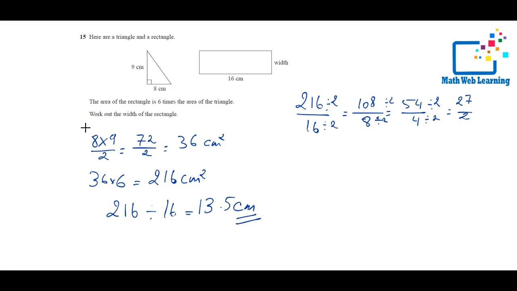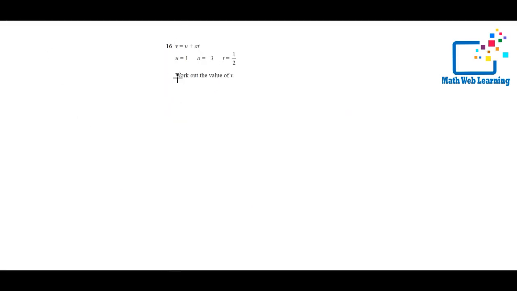Next question is question 16. In this question, we've been asked to substitute this value into this formula. So let's go ahead and do it. So we have V is equal to 1 plus, now a is negative, so I'm going to place it in a bracket, times 8t. That's 8 times t. t is a half.